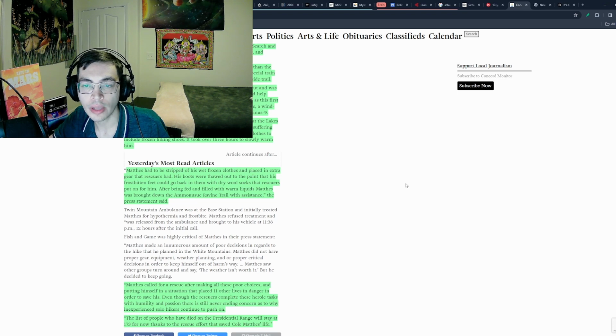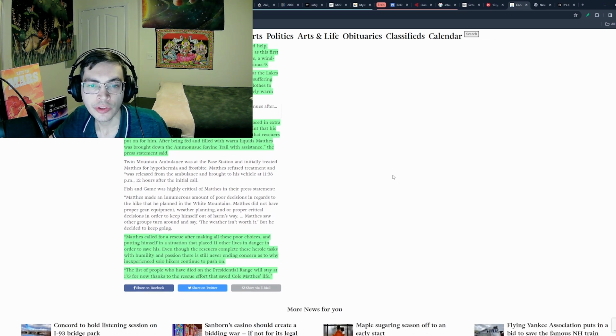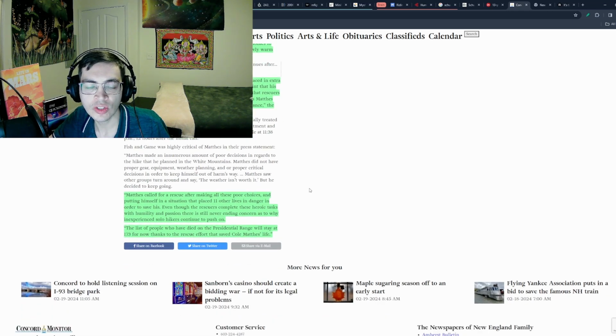It took over 3 hours to warm him. The victim had to be stripped of his wet and frozen clothes, and the rescuers brought extra gear. His boots had to be thawed out so that his feet could go back in them with dry wool socks. After being fed and filled with warm liquids, the victim was brought down to Ammonoosuc River Trail with assistance.